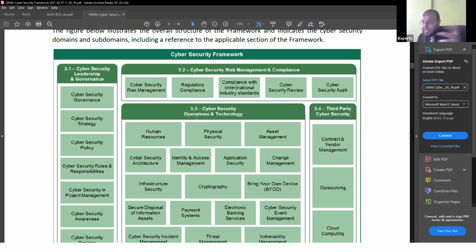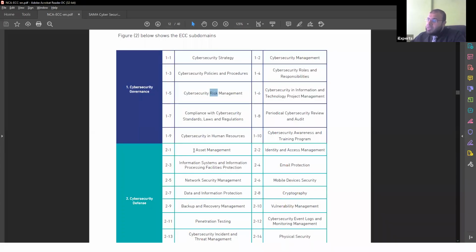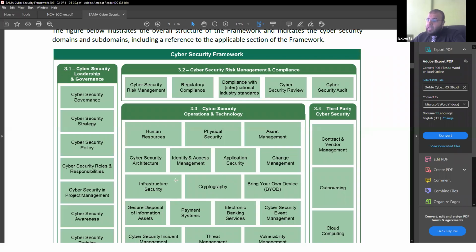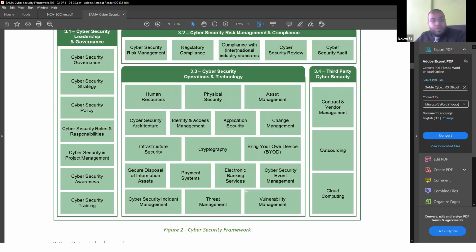The operation here, you can see that we have human resource, physical security, asset management. I think we have discussed asset management. Where is the human resource? Human resource here is at a level; at the end of the day, it exists in the compliance. But here in number 3: infrastructure security, cryptography. Cryptography exists in both. In both, we have questions, by the way, for the cryptography, and I will answer this question. Thank you. Then electronic banking service, vulnerability assessment, penetration testing, threat management, threat hunting. Number 4, contract vendor management, outsourcing, cloud computing.